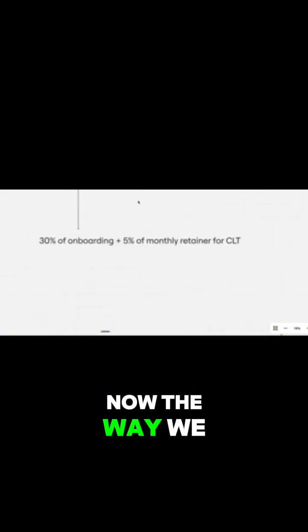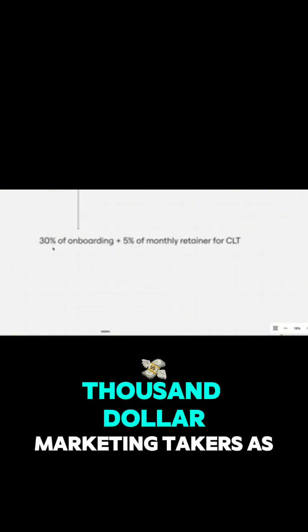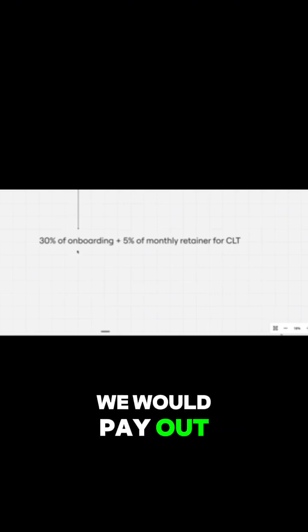So that's the message you're gonna send. Now, the way that we structure our referral program is we give 30% of onboarding to the referee. So we give 30% of onboarding. So if we're doing a $10,000 marketing takeover as an example, which would mean that we're doing everything for the client, everything from building their funnel, building out their CRM, running their ads, so on and so forth, we would pay out $3,000 to the person that referred them.